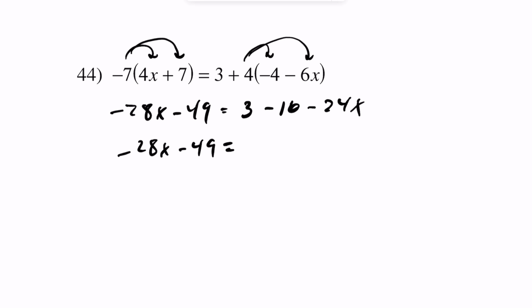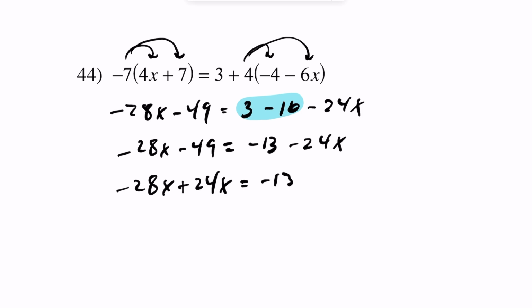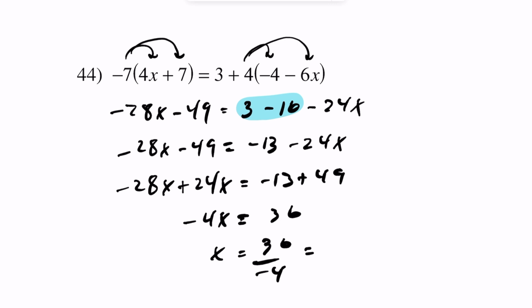equals, let me collect these together here. This becomes minus 13 minus 24x. And bringing everything to one side here, get minus 28x plus 24x is negative 13 plus 49. Minus 4x is 36. It's positive. Divide across here, I get 36 over negative 4. And in which case I get negative 9 as my answer.